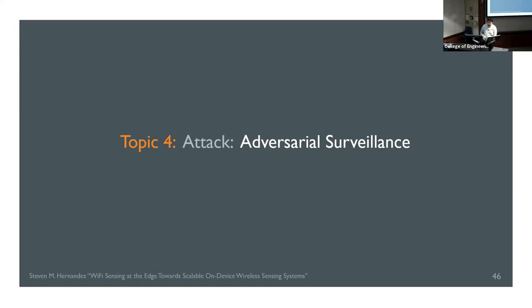With what we've been talking about so far, we're trying to understand how we can run Wi-Fi sensing on a small device. So if we can achieve Wi-Fi sensing, this device-free sensing modality, on a device that's easy to conceal like this, what does that mean? Can there be attacks? Could there be surveillance attacks? So that's what we're going to look at here.